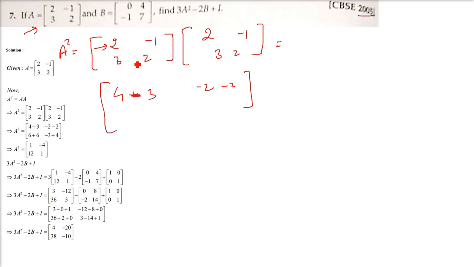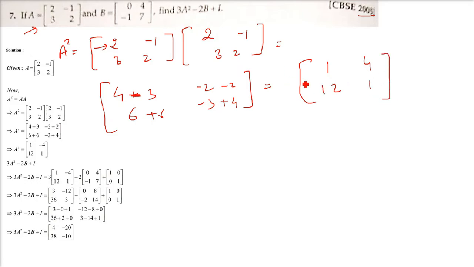Then 3 into 2, second row, first column, 3 into 2 and 3 into 2, 6, 6. Then second row and second column, 3 into minus 1 and 2 into 2. So this is A squared: 1, negative 4, 12, and then 4 minus 3 is 1. So this is A square.